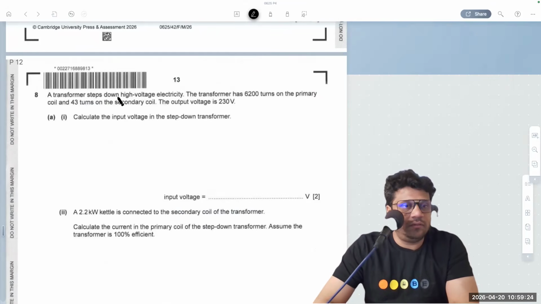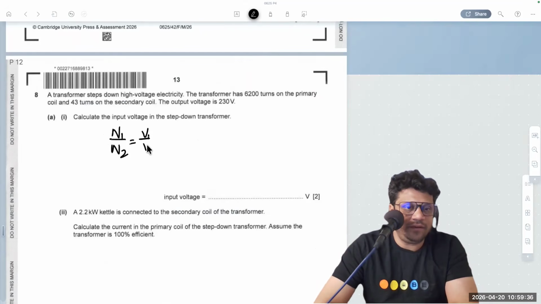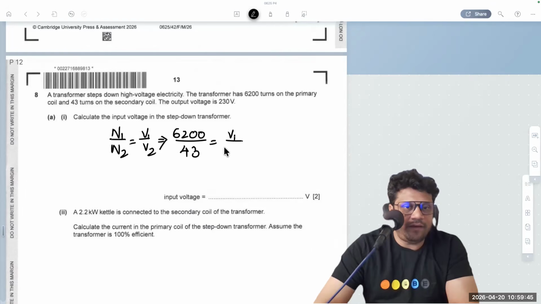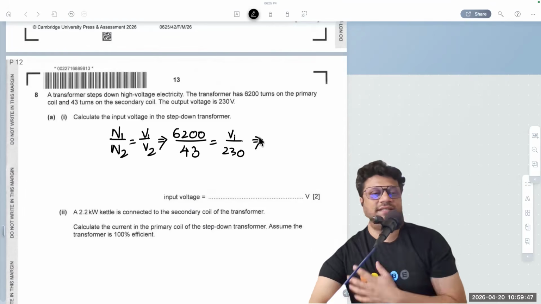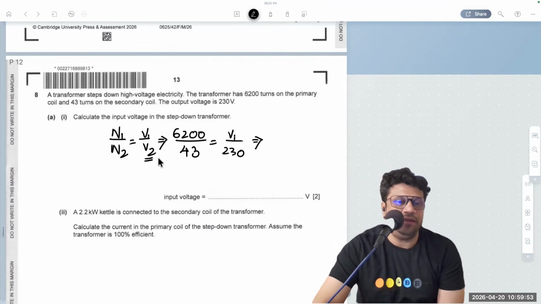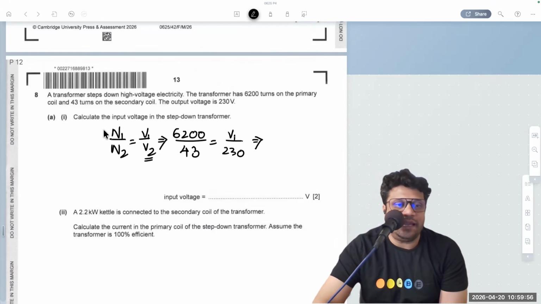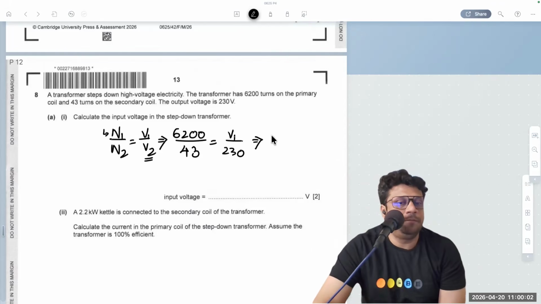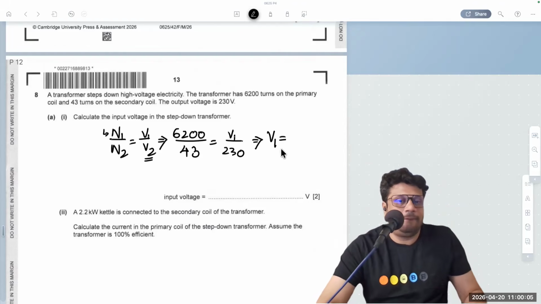Okay, a transformer steps down high voltage electricity. The transformer has 6200 turns in the primary and 43 in the secondary, and the output is 230 volts. Calculate the input. Well, we use the formula N1 by N2 equals V1 by V2. So you go 6200 divided by 43 is supposed to be V1 divided by 230. Common mistake here is substituting the values wrong. So 230 is the output, so it's supposed to be V2. Number of turns on the primary is N1, 6200. So you go calculate V1 from here.